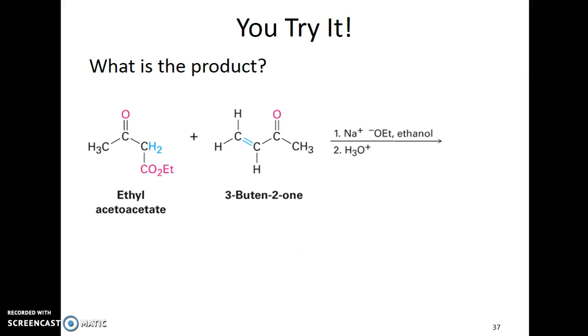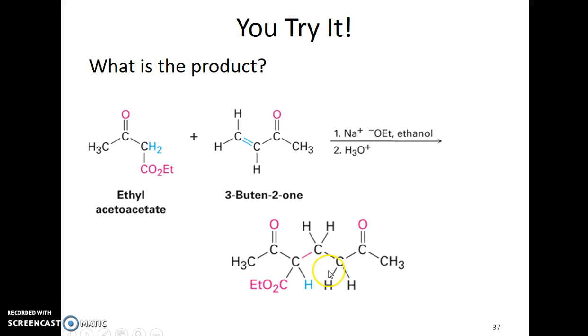So go ahead and figure out what would be the product of this Michael addition. Well, deprotonation right here would cause this to do nucleophilic attack here, and then washing with water would protonate here. The product that you get is this. Notice this is this unsaturated carbonyl. This is these carbons in the dicarbonyl compound right there.